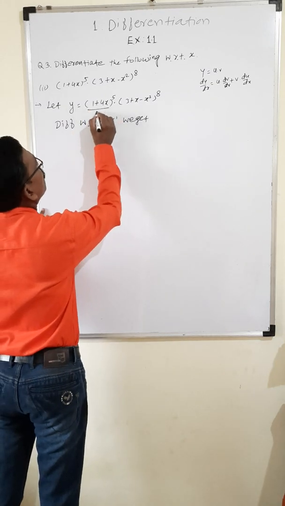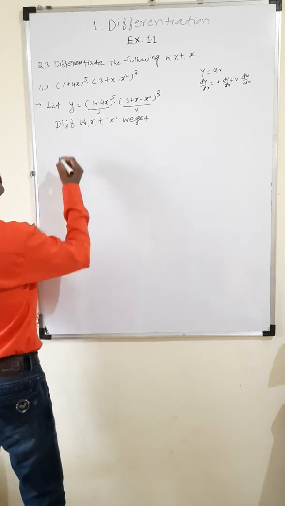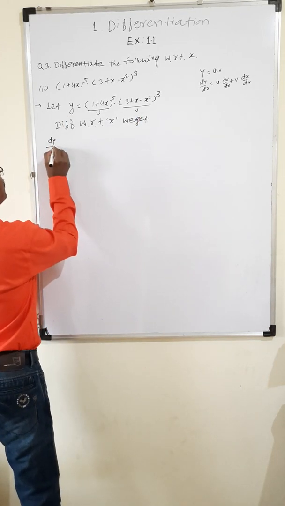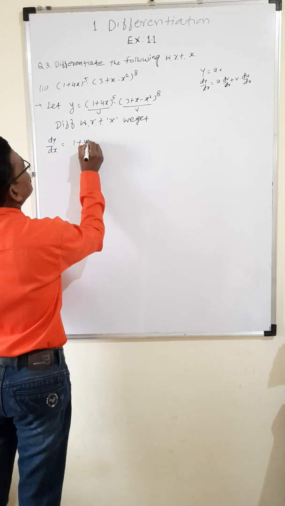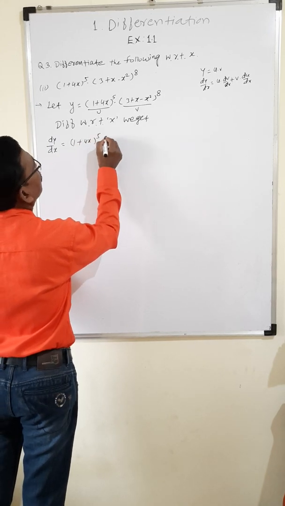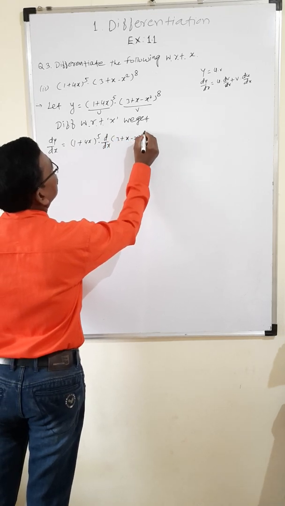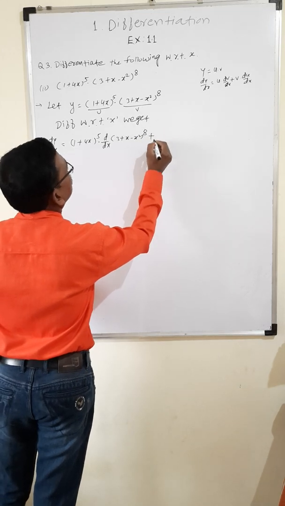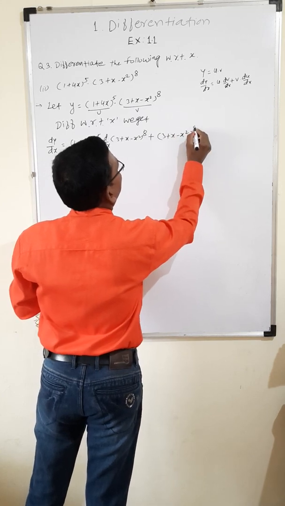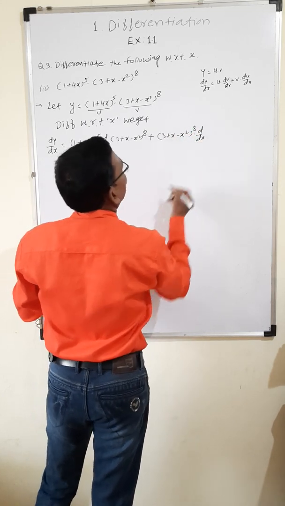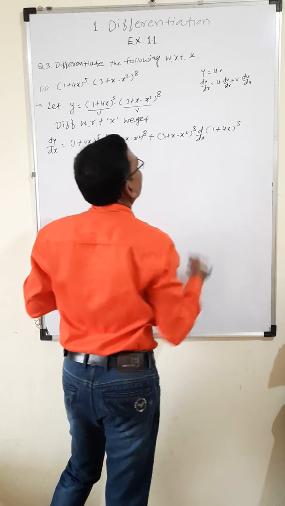Suppose this is u and this composite function is v. So by this rule, the rate of y with respect to x, dy by dx, is equal to, first of all, u as it is, means this function as it is, into derivative of v, means derivative of 3 plus x minus x square whole raised to power 8, then plus v as it is, means this function as it is, 3 plus x minus x square whole raised to power 8, into derivative of u, means derivative of 1 plus 4x to the power 5.